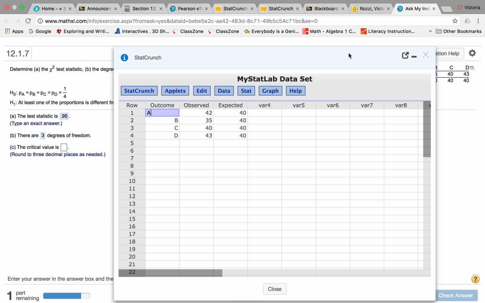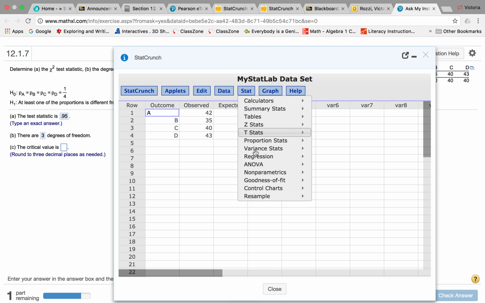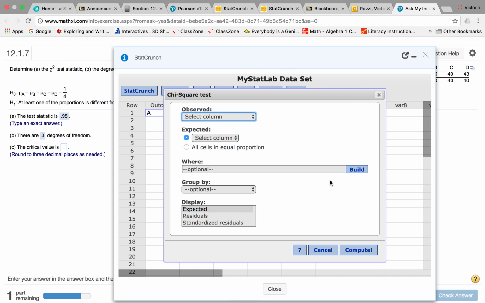The first thing I'm going to run is the goodness of fit chi-square test, because that's going to give me both my test statistic and my degrees of freedom. The way that we do that is we press Stat, go down to goodness of fit, and choose the chi-square test. So Stat, goodness of fit, chi-square test. Now we just have to choose what we need here. Our observed column, they've already marked it observed for us, which is nice. And my expected column is also already marked expected. And now I just have to click compute.